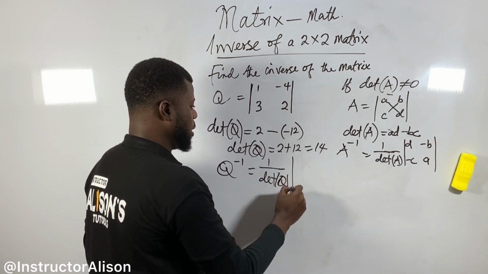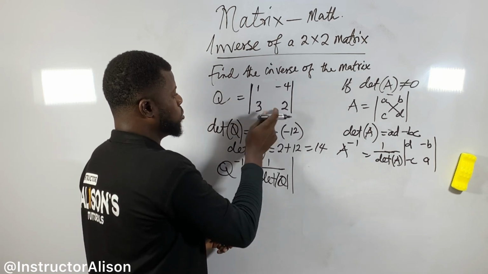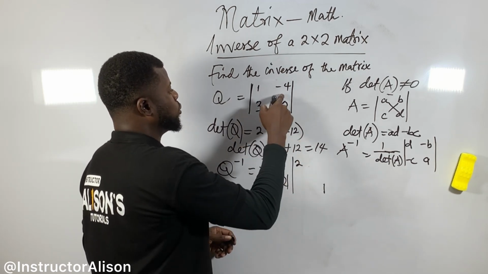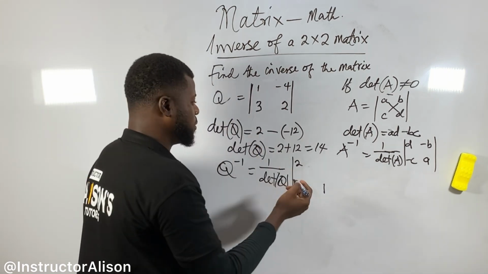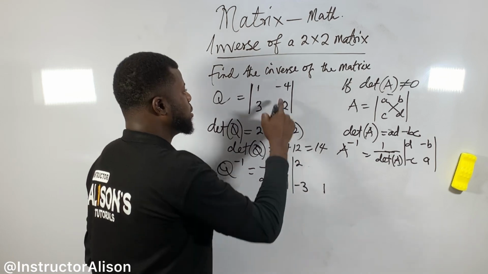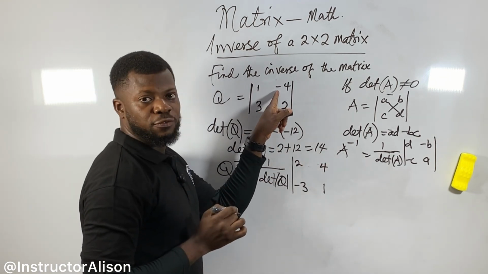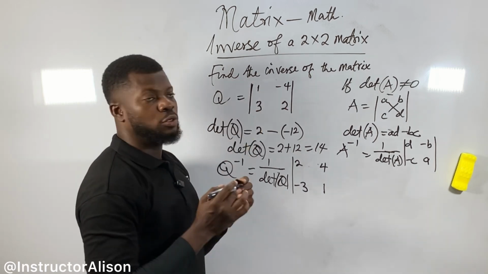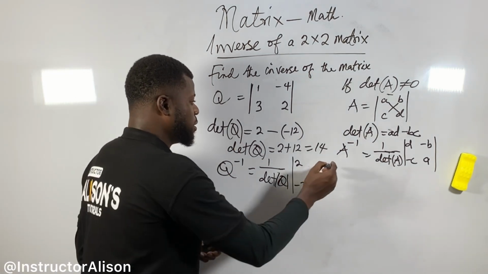Then you multiply it by the matrix where you swap these two. 2 goes here, 1 goes here. For this one and this one, you just add a negative sign. But because this one carries a negative, we change it to positive. So here will be negative 3. This one will become positive 4 because it already carries a negative. We multiply this negative to turn it positive.